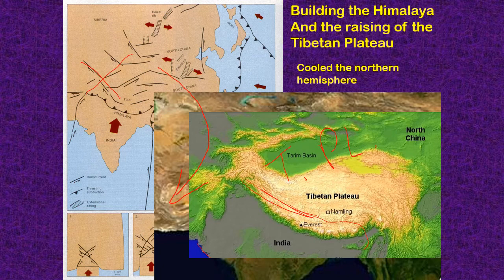The result of this is that it cooled the northern hemisphere, and this happened in a couple of different ways. First, the uplift of the Himalayas and the Tibetan Plateau changes the way that our weather patterns circulate around the northern hemisphere, especially over Europe and Asia.